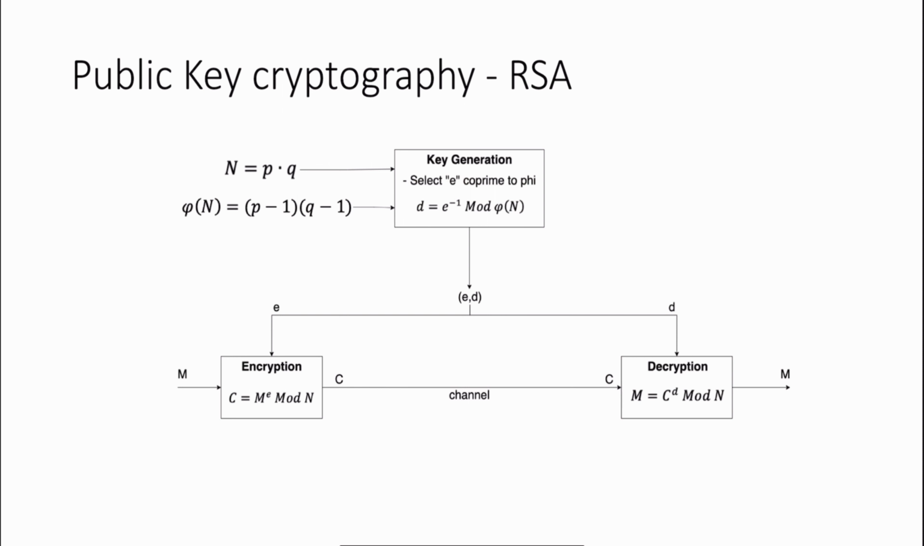It is going to be calculated in this way, and so we're going to have the exponents e and d. E is going to help us for the encryption, where the ciphertext is going to be the original message to the power of the exponent e modulo n, and then the ciphertext is going to be sent through a channel where it's going to be decrypted as the ciphertext to the power of d modulo n. And this is the original message.